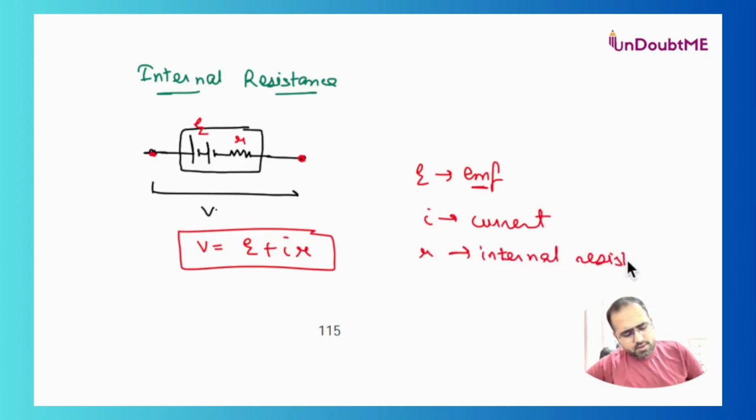resistance. So all we can say is that the EMF of the battery is generally the one which is written. For example, if 10 volt is written on the battery, then the EMF will be 10 volt.